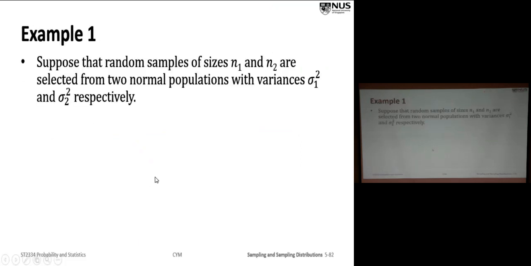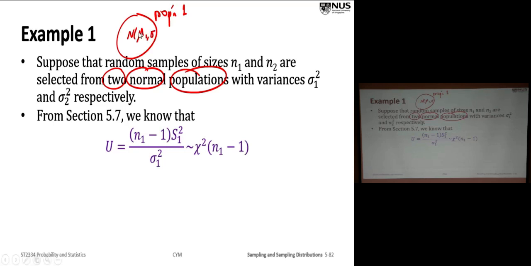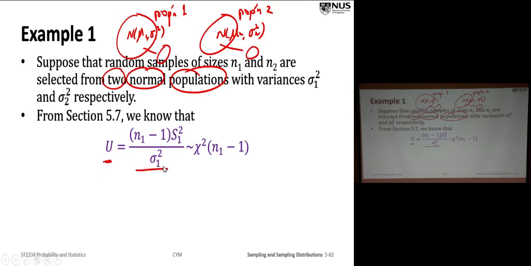Okay. So what is it used for? Here I try to show you why we want to use this. Suppose we have two normal populations. That means population one, the data follow a normal distribution with mean mu 1 and variance sigma 1 squared. Population 2, normal with mean mu 2 and variance sigma 2 squared. We take a sample, and then we calculate a statistic U, which is n1 minus 1 times s1 squared over sigma 1 squared. This follows a chi-square with n1 minus 1 degrees of freedom.